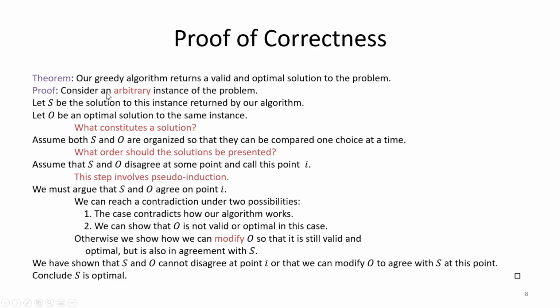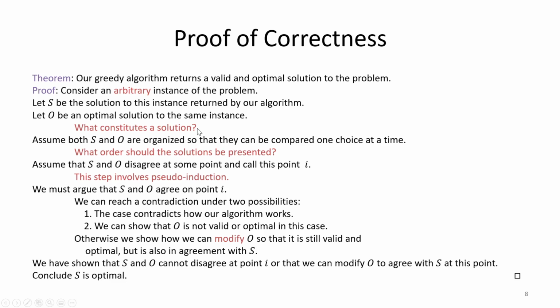Well, remember, we started with an arbitrary instance. That ensures that we have a general proof that applies for any possible input we've got. And we want to resist making assumptions about our input unless they preserve our generality. Okay. Next, we needed something to talk about. So I usually use S and O. S for the solution that our algorithm gives us. O for some optimal solution.